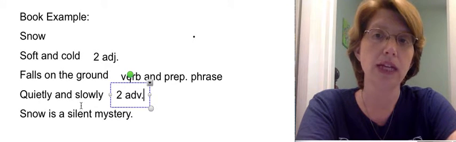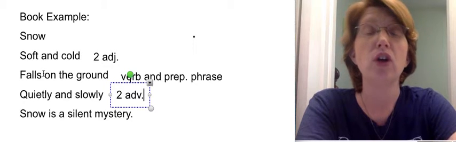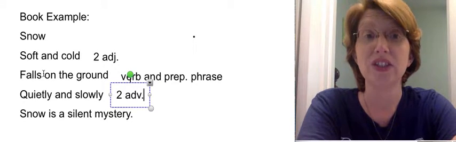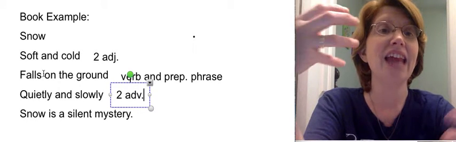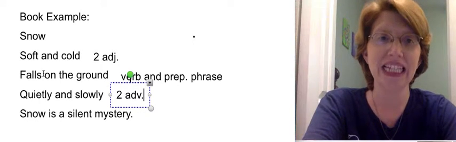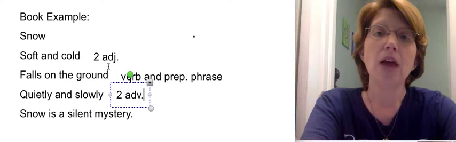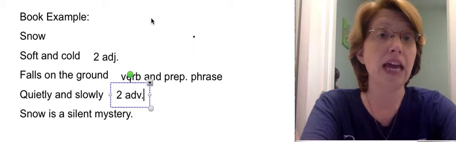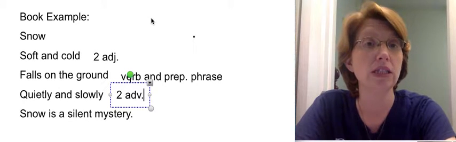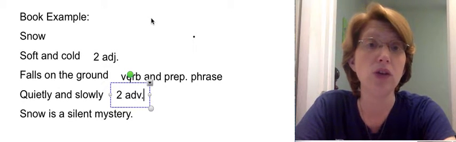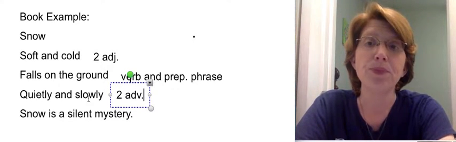Quietly and slowly. You know, another word for falls, a better word might have been drifts to the ground. I like that word, drifts to the ground. And then that word kind of goes with quietly and slowly. A good thing to help with figuring out words that work best is to use a thesaurus. If you don't want to have one at home, you can find one online.